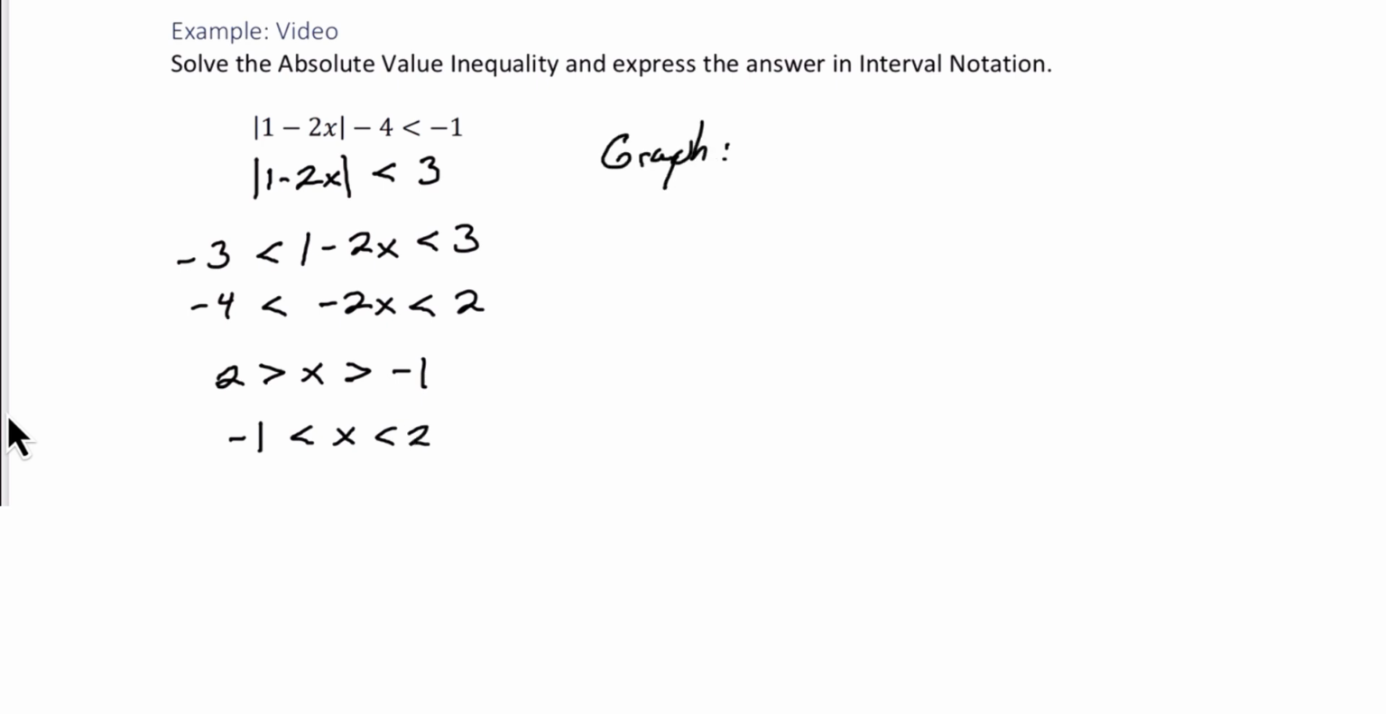Again, if we want, we can graph this to help us see the interval a little better. We're going from negative 1 to positive 2. Open circles because we don't include the values on the ends. And then the interval, we have negative 1 to positive 2 with parentheses.